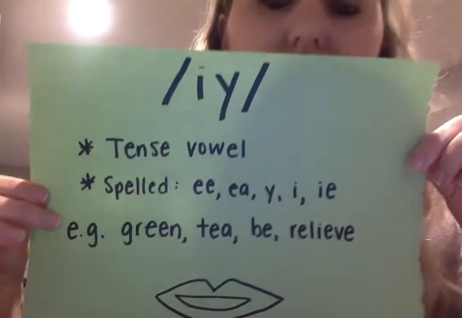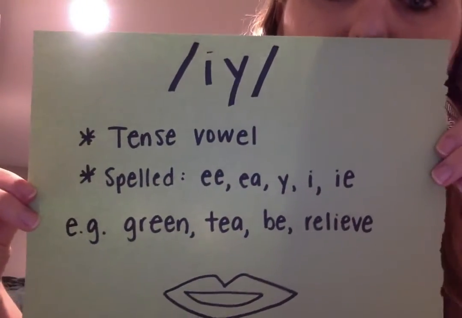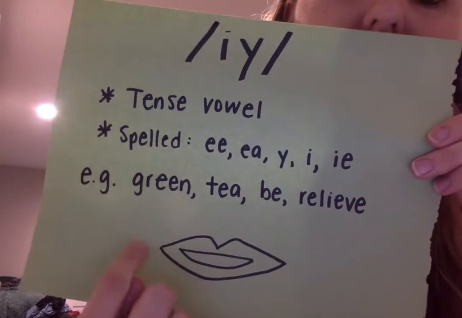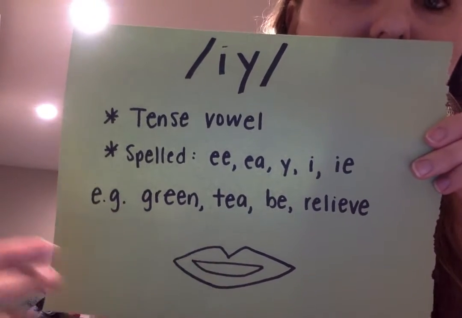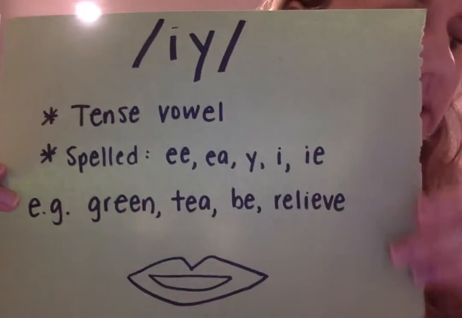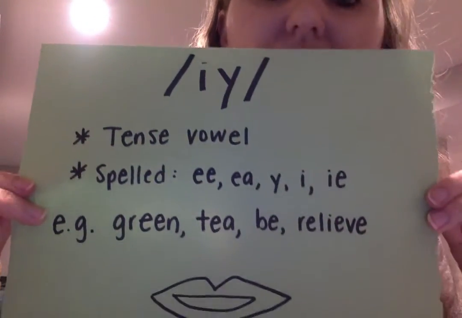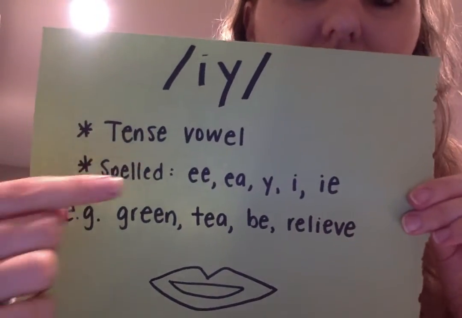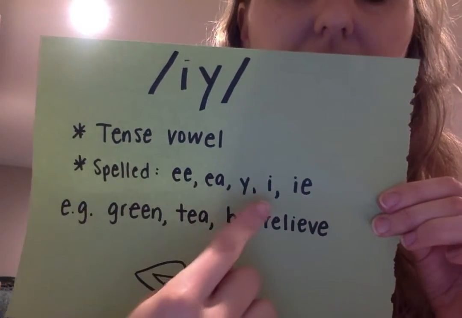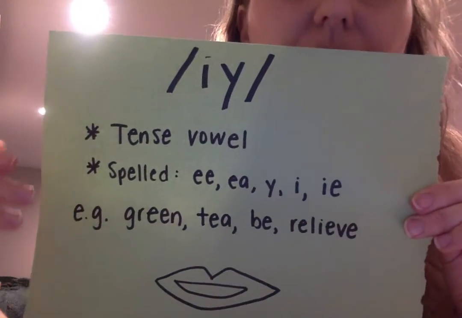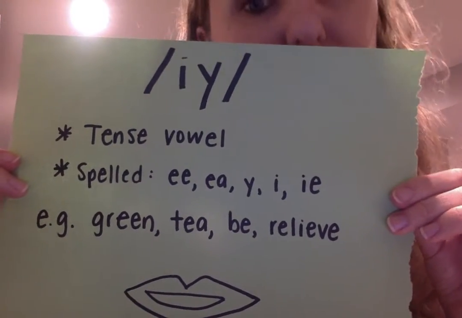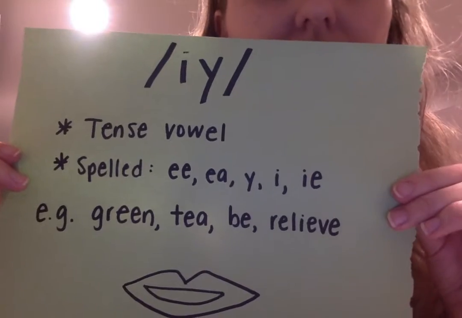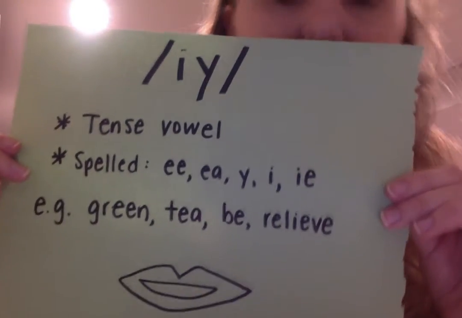And when we look at this, I've got a diagram. This is what would be on the board. The mouth is quite wide, right? We have a wide mouth here. Teeth would be showing. This is a tense vowel. And it's often spelled a variety of ways. You might have E-E, E-A, Y-I, or I-E. And then a few examples of words we might have would obviously be green, tea, relieve, bee.